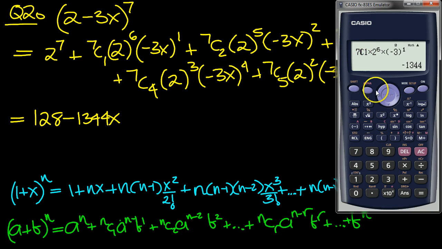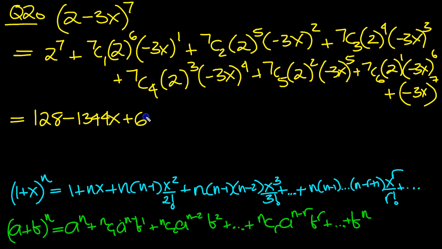Now the next term. All we need to do is change the numbers. The powers of minus 3 increment each time, so this will go to a 2 this time. The powers of 2 decrease, so change that to a 5. And this is for 7c2, so delete that and put a 2. 2 to the 5 times minus 3 squared equals 6048 with a plus. And the power of x will be x squared, because it's minus 3x times minus 3x.